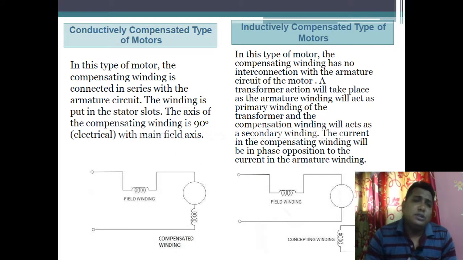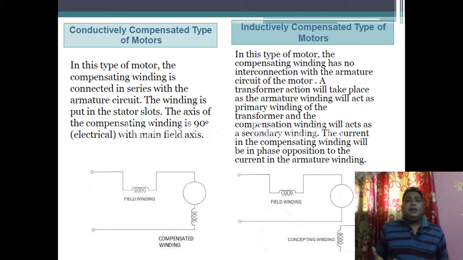In this type of motor, the compensated winding is connected in series with the armature coil. In case of large machines, we actually do this. The winding is put in the stator slot. The axis of this compensated winding is shifted 90 degrees electrically from the main field axis. Okay, so that means in this case, with the field winding in the stator section, this compensated winding is connected in series, so that we can eliminate the cross magnetizing effect of this armature reaction.